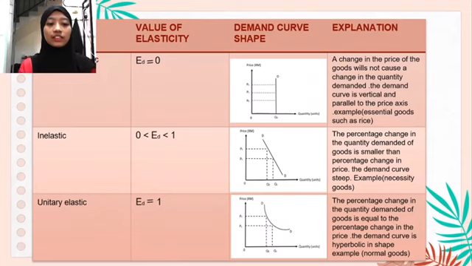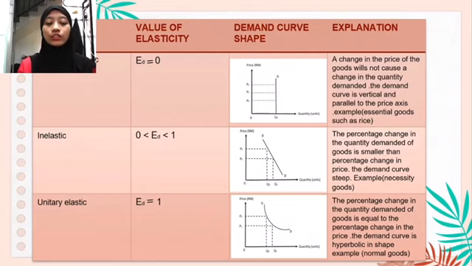Second is inelastic. The value of elasticity is 0 less than ED less than 1. This is the demand curve for inelastic. For explanation, the percentage change in the quantity demanded of the good is smaller than the percentage change in price. The demand curve is steep, for example, necessity goods.